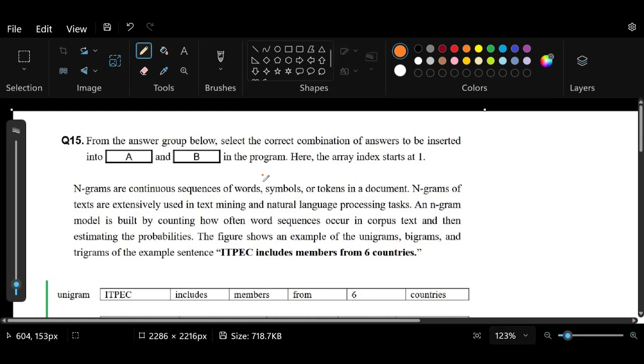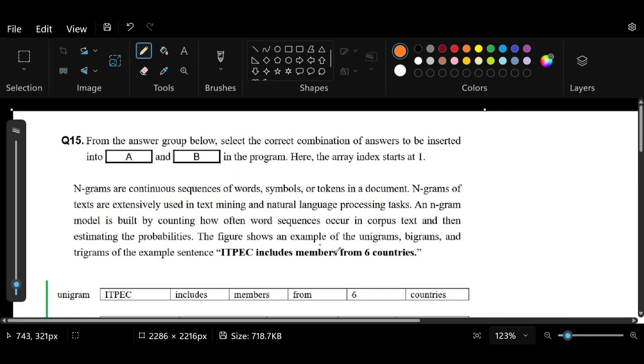Question number 15 of the PhilNITS FE afternoon portion of the exam. In this question, we are given something about n-grams, which are continuous sequences of words, symbols, or tokens in a document. N-grams of text are extensively used in text mining and natural language processing tasks. An n-gram model is built by counting how often word sequences occur in corpus text and then estimating the probabilities.